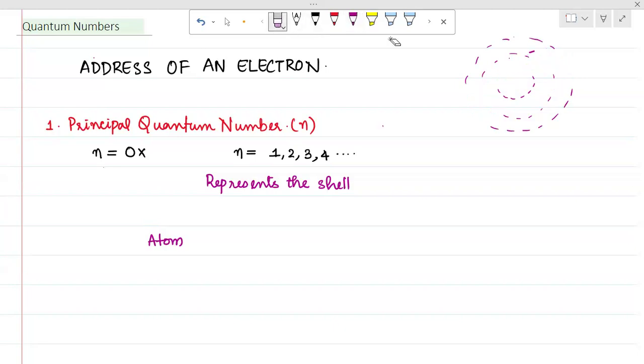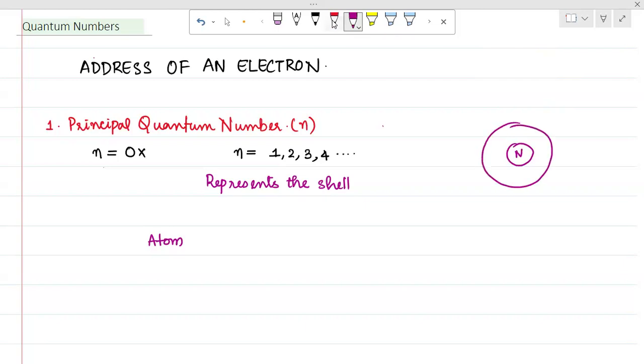For example, let's say this is my nucleus, and surrounding this is my first shell. If my electron is sitting over here, I'll say that for the black colored electron I have drawn, the principal quantum number value is 1 because it is sitting in the first shell. And then this is n equal to 2, and so on. I'm not drawing it further.